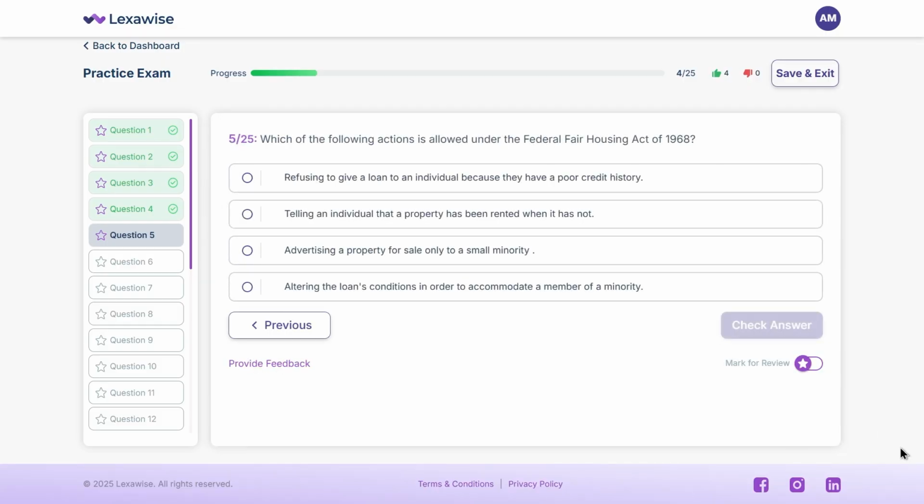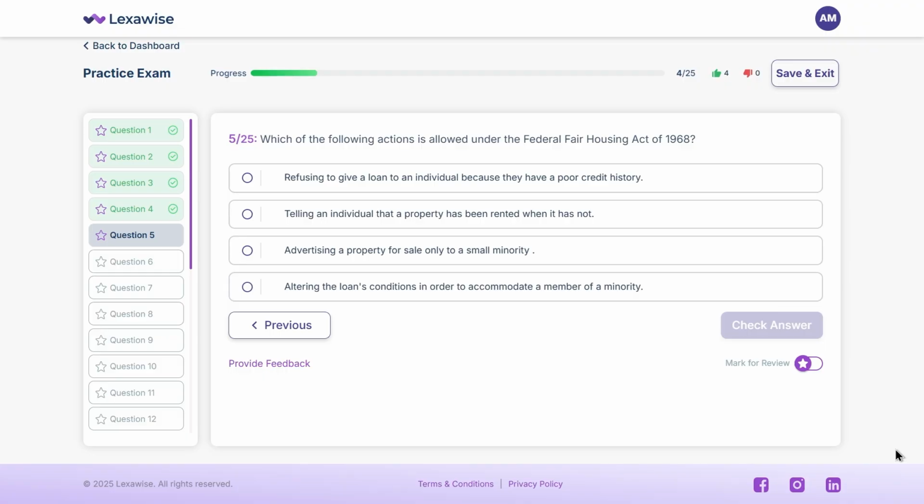Which of the following actions is allowed under the Federal Fair Housing Act of 1968? A. Refusing to give a loan to an individual because they have a poor credit history. B. Telling an individual that a property has been rented when it has not. C. Advertising a property for sale only to a small minority. D. Altering the terms of the loan for a member of a minority. Take a moment to consider.